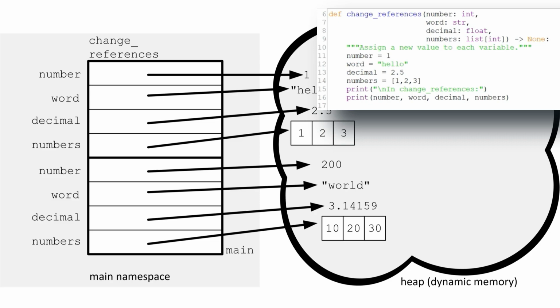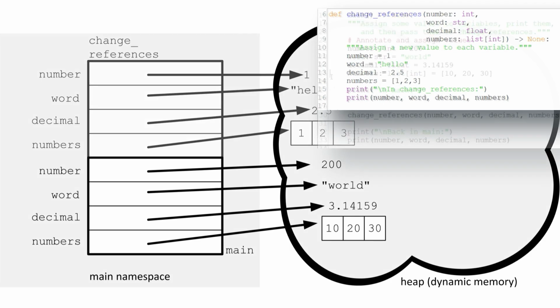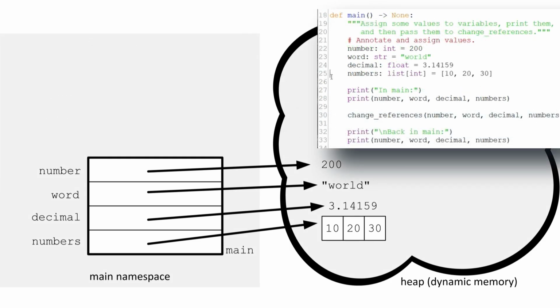When we return, and we return without returning a value, the frame is erased off the call stack and we're back in main, where main still points to its original values in the heap, which are printed.